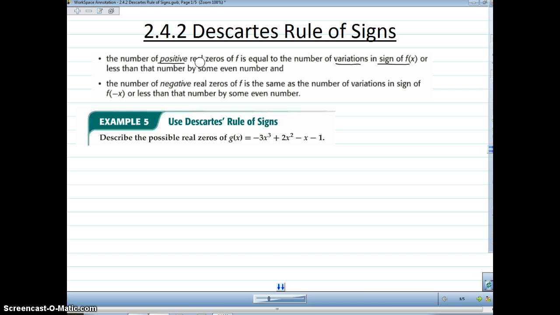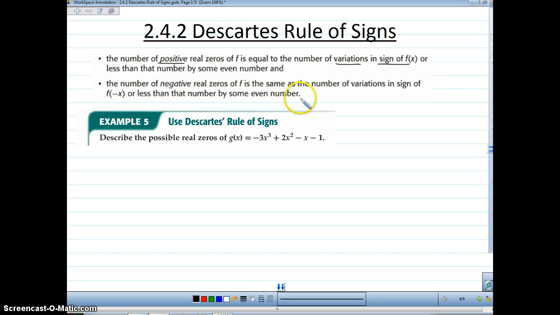It could be that many or some number less than that by even amounts. So in other words, if we found there were 6 sign changes, then there are either 6 positive, 4 positive, 2 positive, or no positive real zeros. So it's always some amount less than that by 2's. So if we found out that there were 5 variations in the sign change, then there would be either 5 or 3 or 1 positive real zeros.